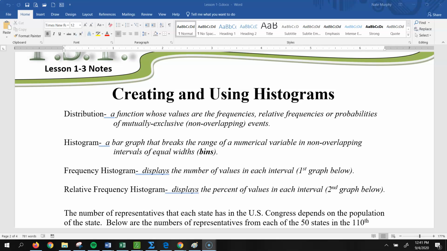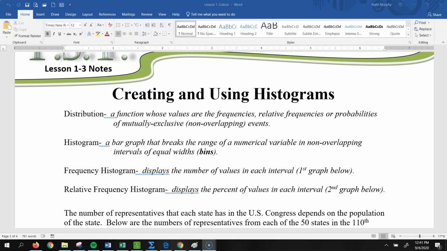And a histogram is a type of bar graph that breaks the range of a numerical variable into non-overlapping intervals of equal widths. You'll see what we mean by that in a minute. But I do want to talk about this bolded word, bins, B-I-N-S. Instead of having a bar graph along the bottom, like the amount of protective gear worn, that was one of the bar graphs we looked at. Or another bar graph in the previous lesson dealing with the type of degrees that people got.